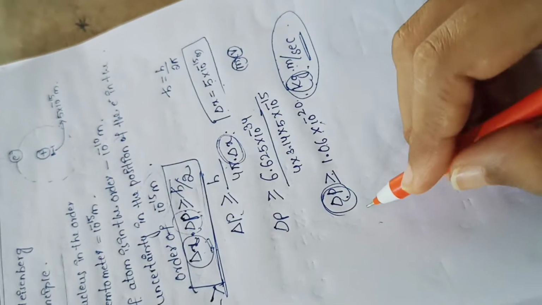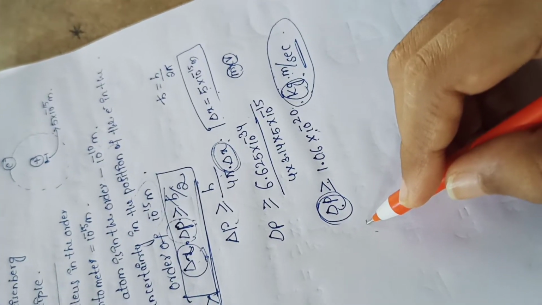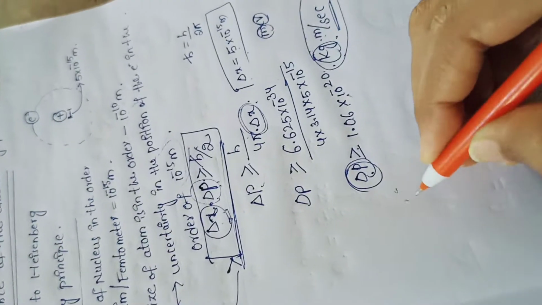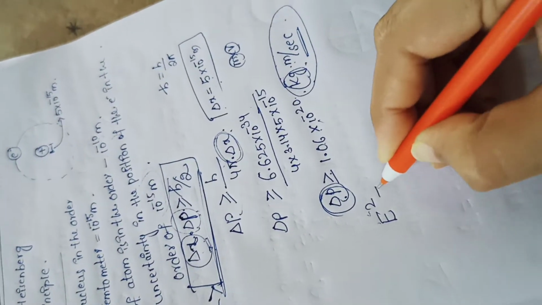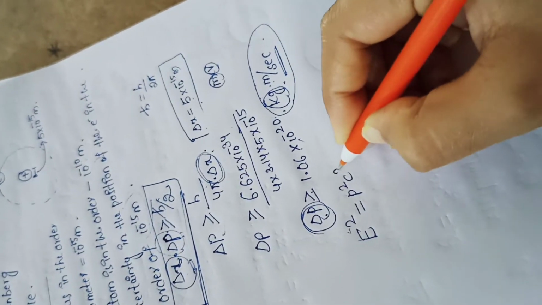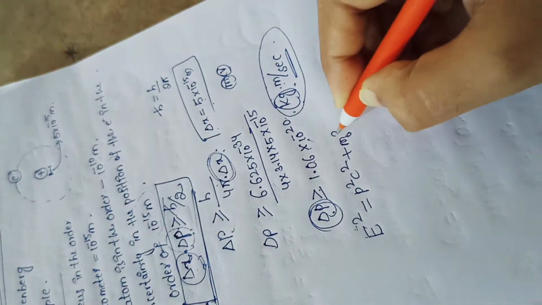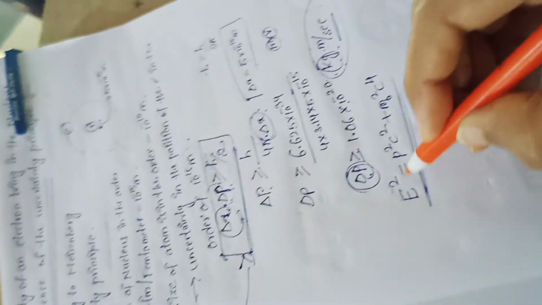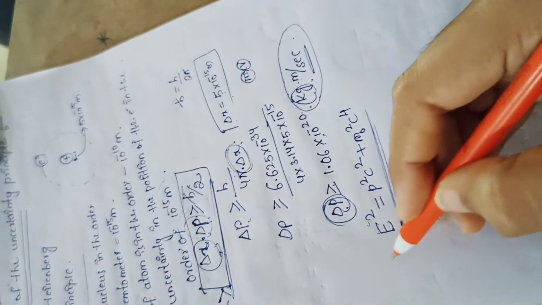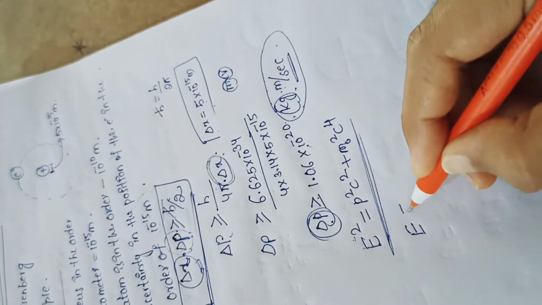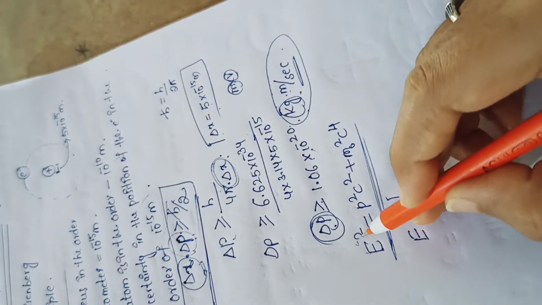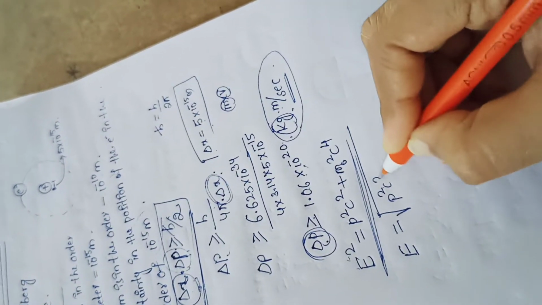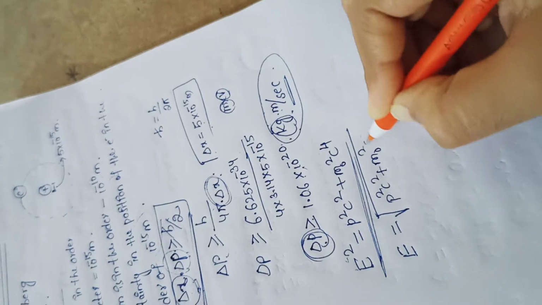Now in general, what is the energy of the electron? According to the special theory of relativity, the energy of the electron is E square is equal to P square C square plus m naught square C power 4. If you take the square root on both sides, then E is equal to under root P square C square plus m naught square C power 4.